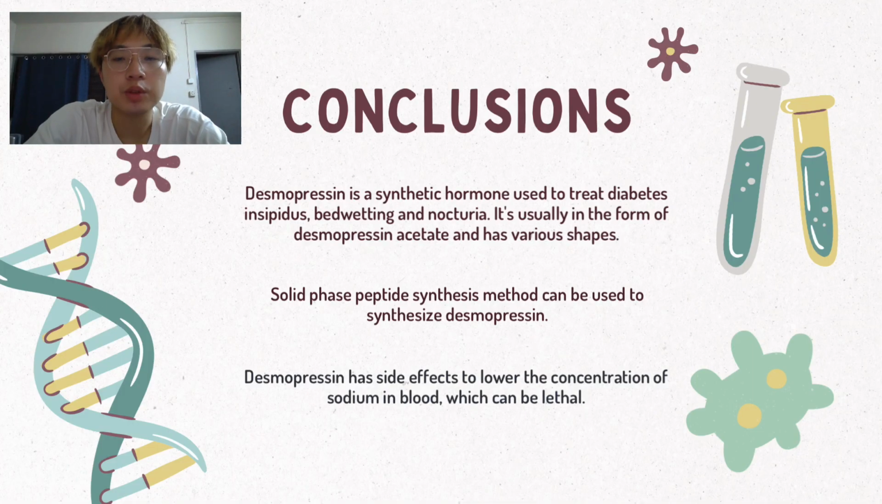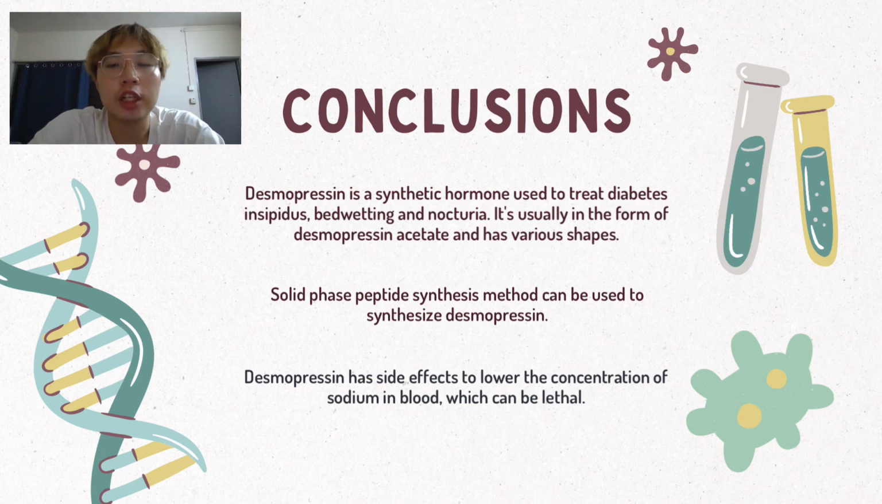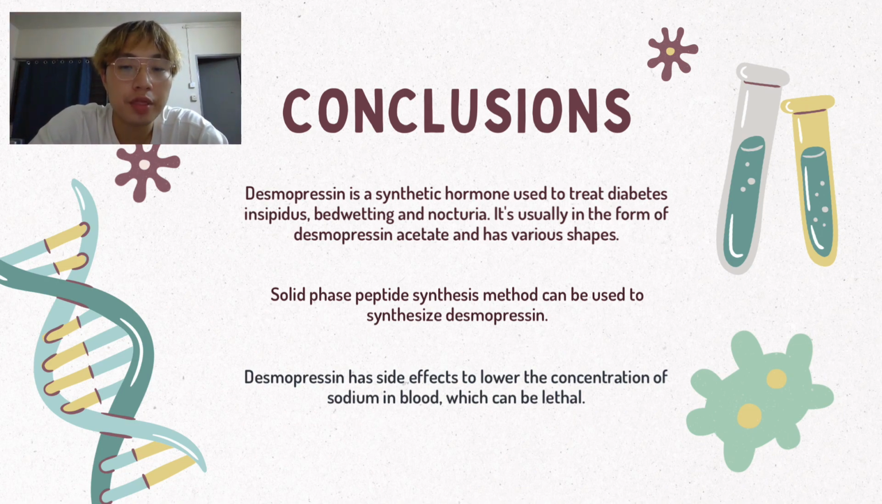So finally, it comes to the conclusion of the project. To give a definition, desmopressin is a synthetic hormone, and it is usually used to treat diseases such as diabetes, bedwetting, and nocturia. It is usually found in the form of desmopressin acetate, but it also has various forms like tablet, spray, or even injection. And secondly, there's one method called solid phase peptide synthesis that is normally used to synthesize desmopressin.